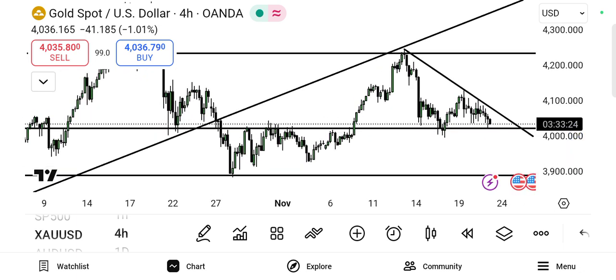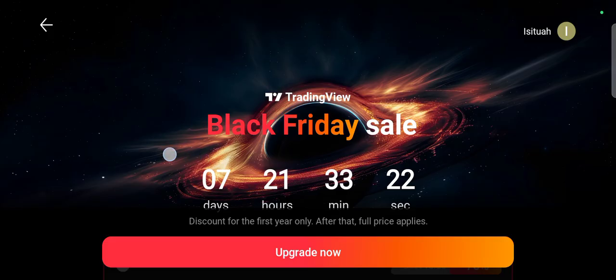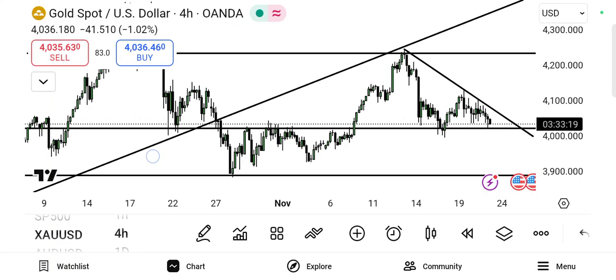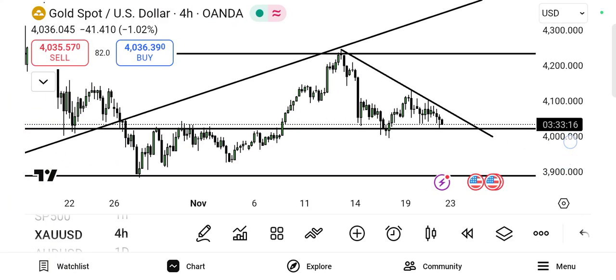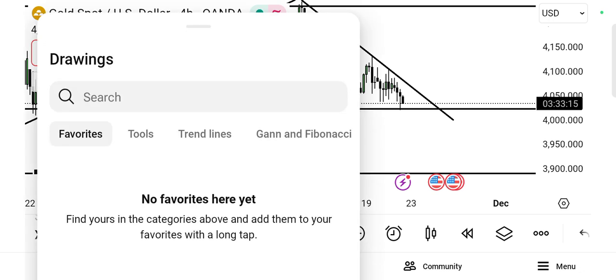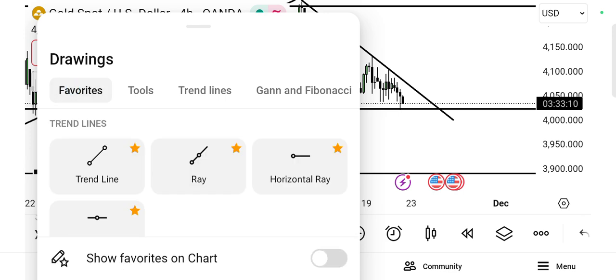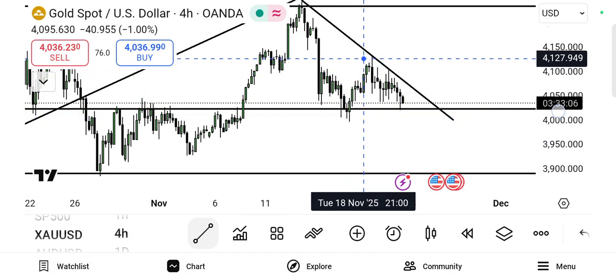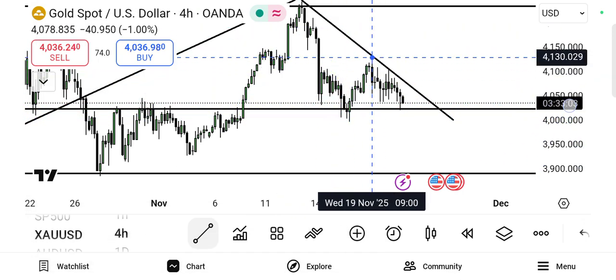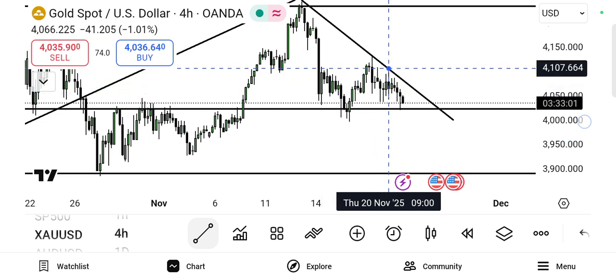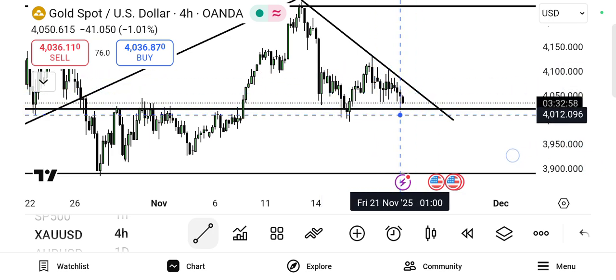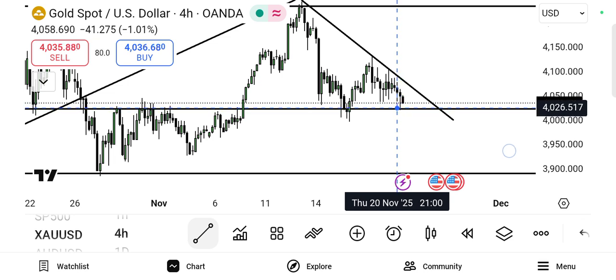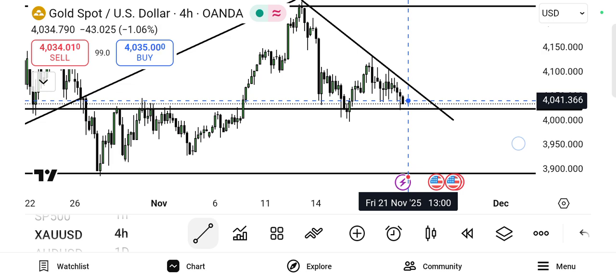Now, on the 4-hour time frame, we could see the market has retested. The market came back up, retested, came back to this trend line, came back here, came back to the trend line. Now I'm trying to come back to this trend line, creating a double bottom, a chart pattern again, a double bottom on the 4-hour time frame.